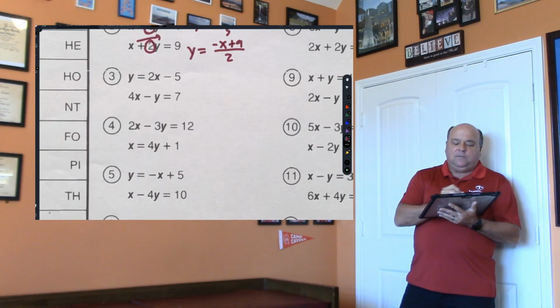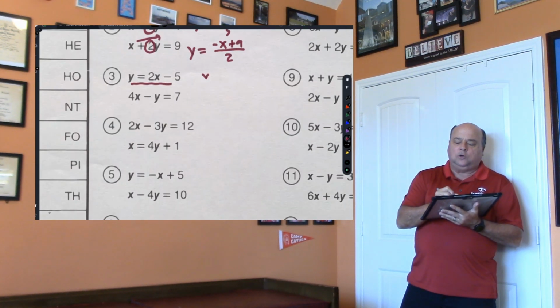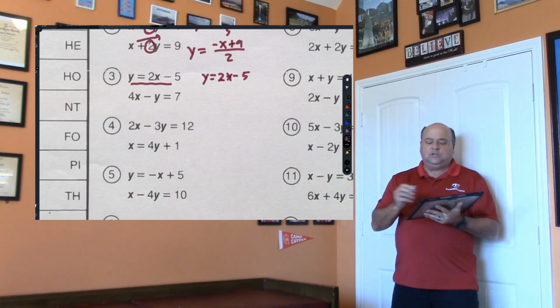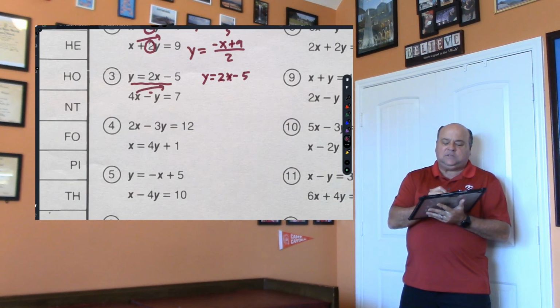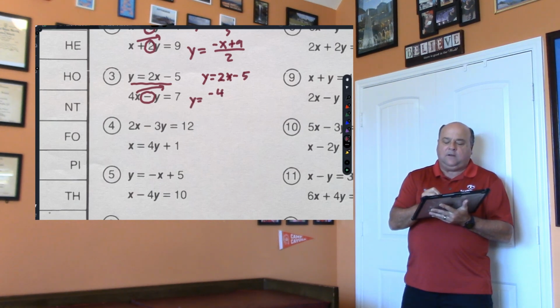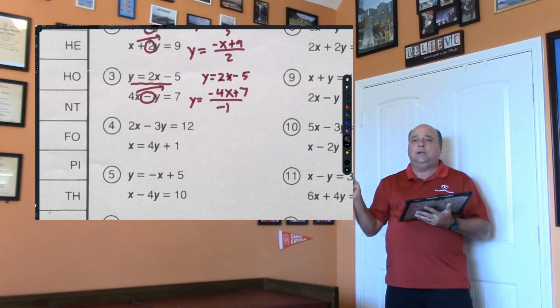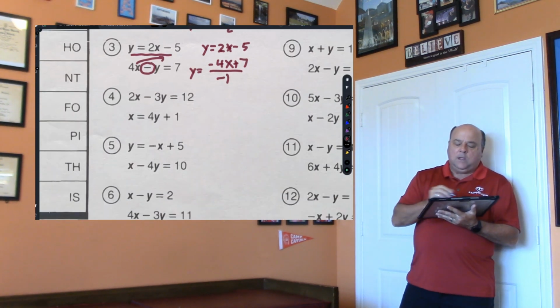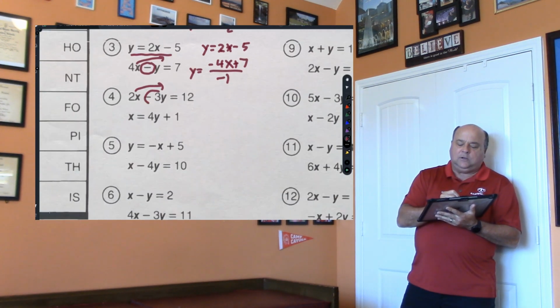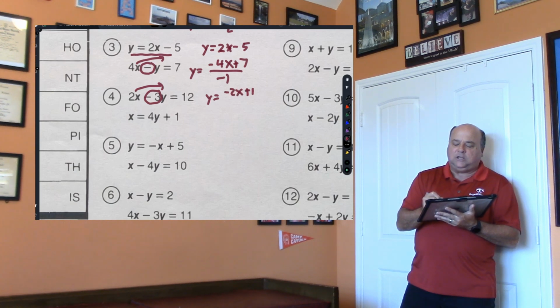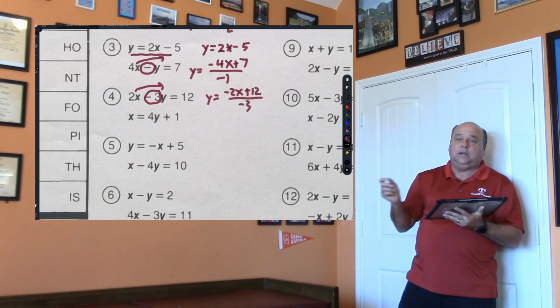Number 3, this is the correct form. So y equals 2x minus 5. On this one right here, remember the x flips, the y goes on the bottom. So we're going to get y equals negative 4x plus 7 over negative 1. And this is what we'll graph on the calculator. Let's go to number 4. The x flips, the y goes on the bottom. So y equals negative 2x plus 12 over negative 3.